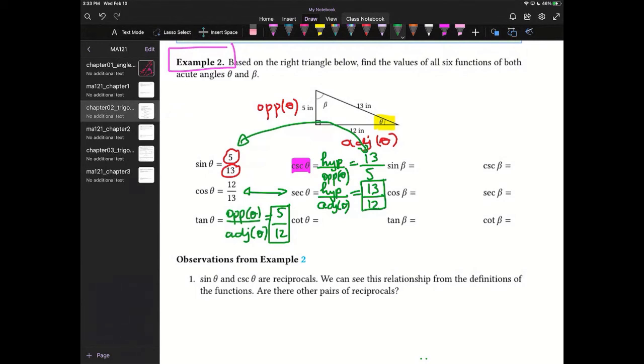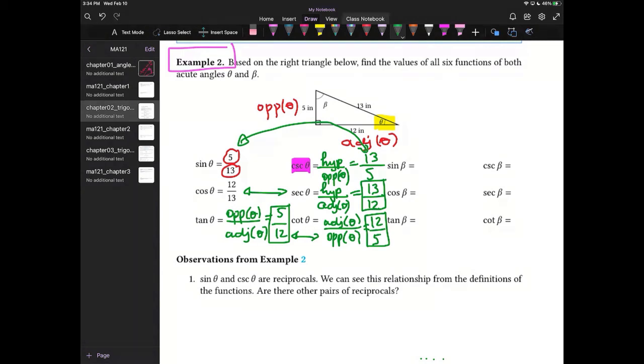Finally, cotangent of theta, which is the reciprocal of the tangent, is the adjacent of the angle theta divided by the opposite of theta. Adjacent is 12 and opposite is 5. Again, compare the two fractions. One is the reciprocal of the other.